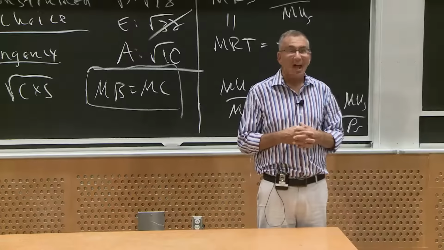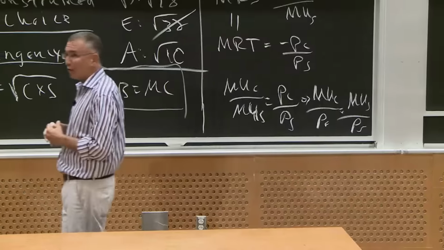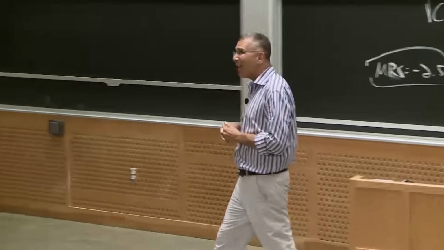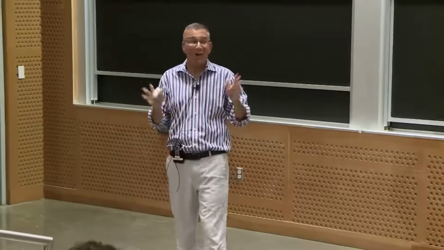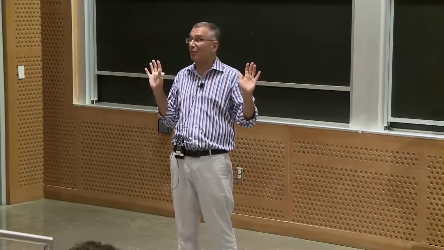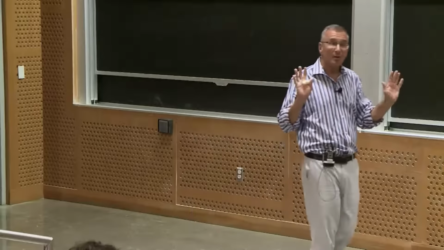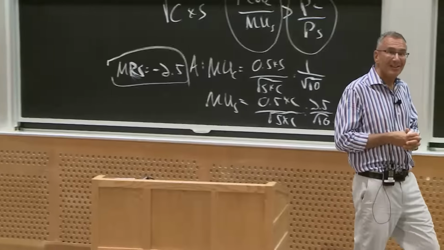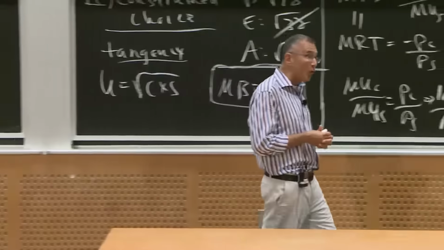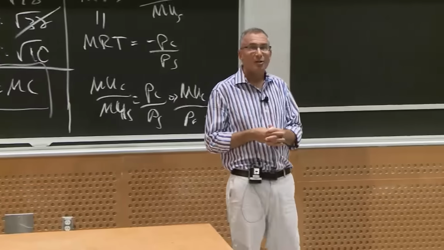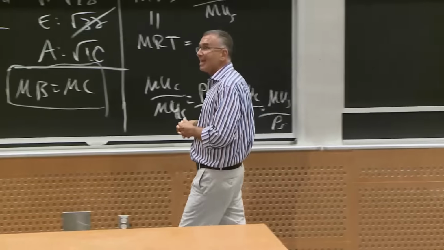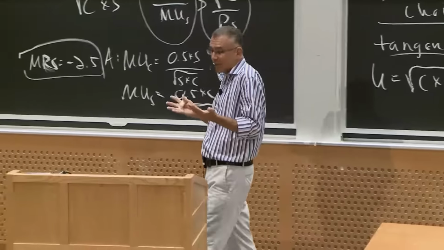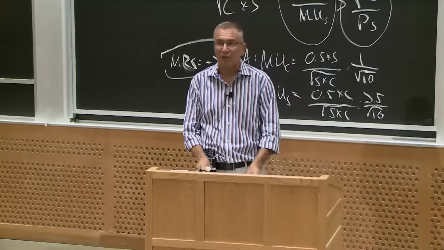Yeah. A half. Because cookies cost $2 and pizzas cost $4. So you're saying, I would give up 2.5 slices of pizza to get a cookie. The market's saying, you know what? You only have to give up half a slice of pizza to get a cookie. So what are you going to do? Buy more cookies and less pizza. The market is saying you can move in a direction that makes you happier, because right now you're willing to give up a lot of pizza to get cookies, but you don't have to.